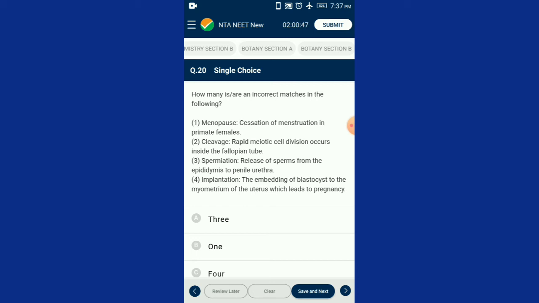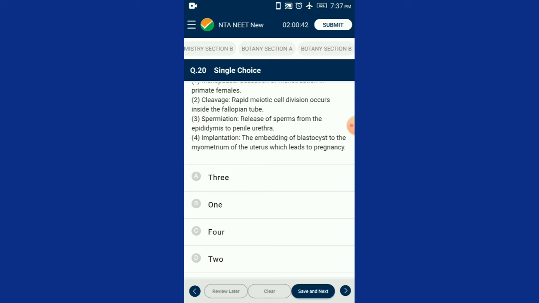So the answer for this question is option A. From the given four statements, three statements are incorrect matches.